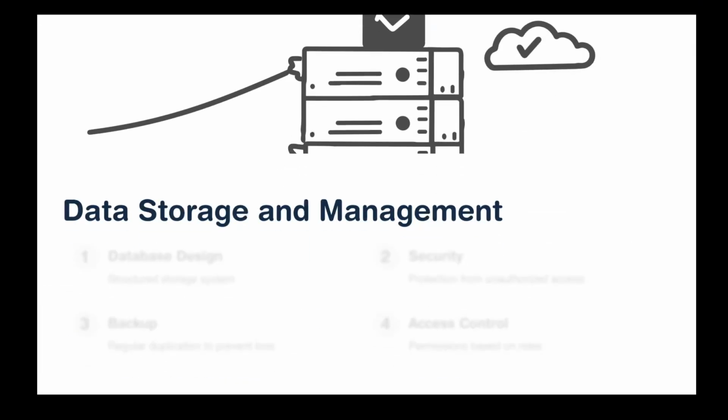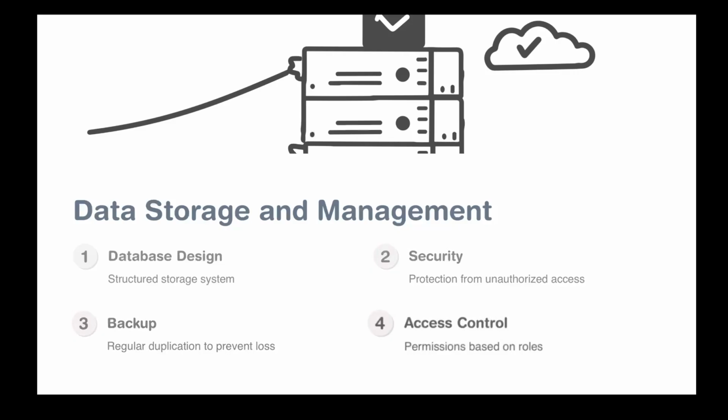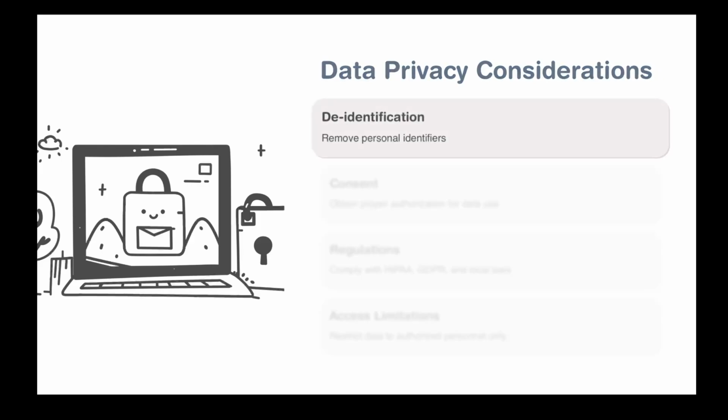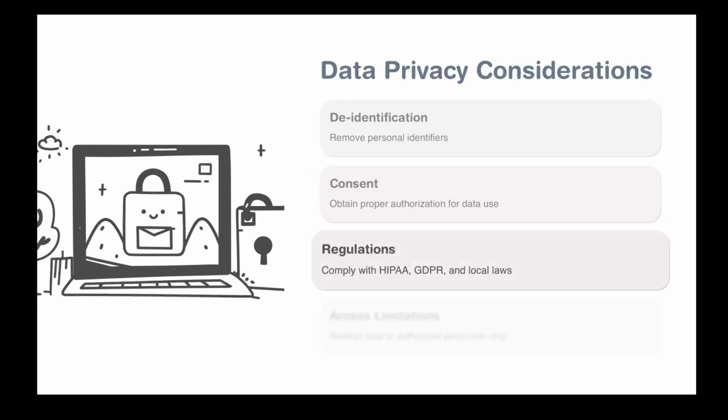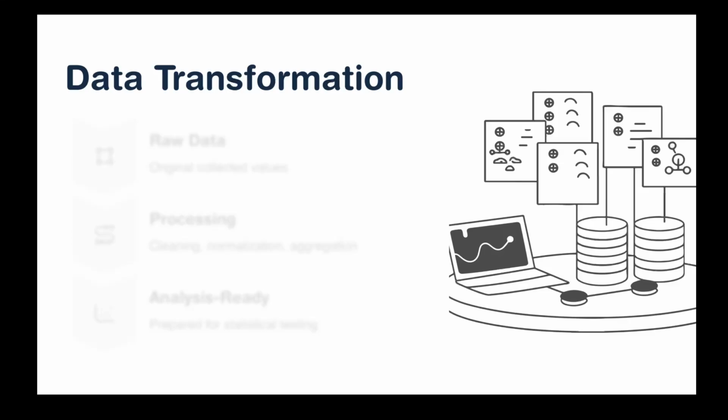So once we get the data, we have to store it, right? So we have something called data storage, where we have a database design with a structured storage system, and we have protection from unauthorized access. Then we back up, with regular duplication to prevent loss. Then we have access control, with permissions based on roles. And once we secure our data on the cloud and other places, data privacy consideration should also be done. De-identification, consent, regulation, and access limitations should be checked properly for proper data privacy.